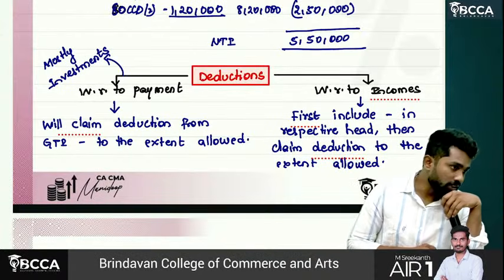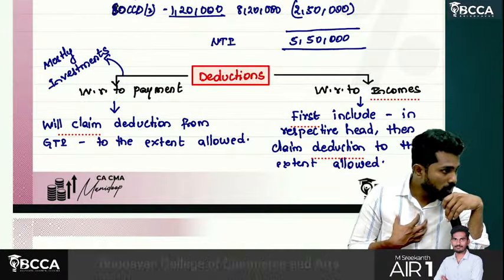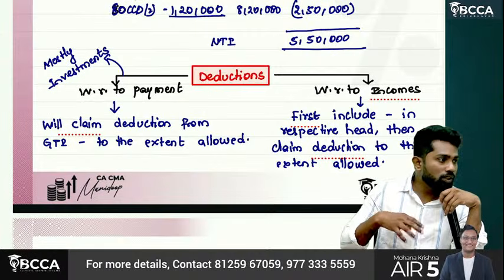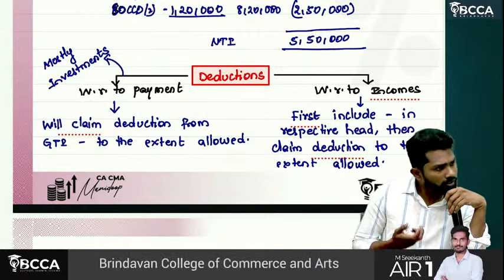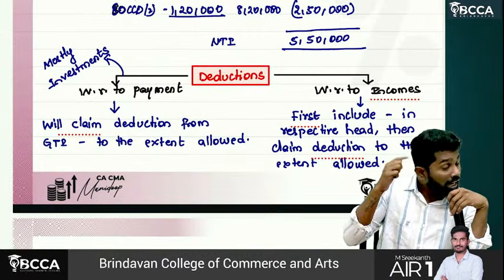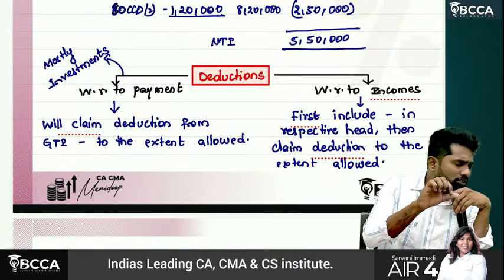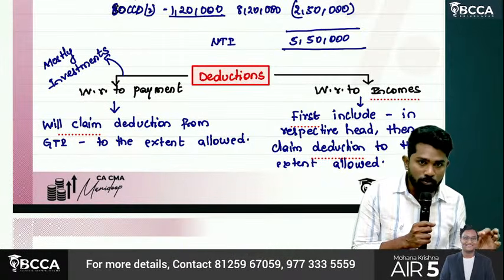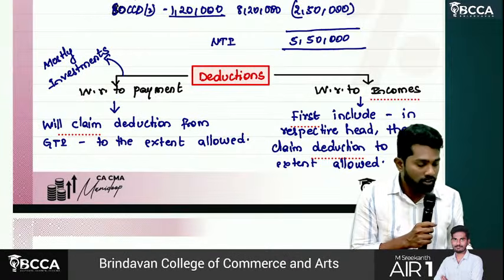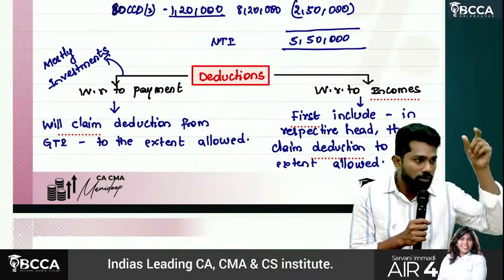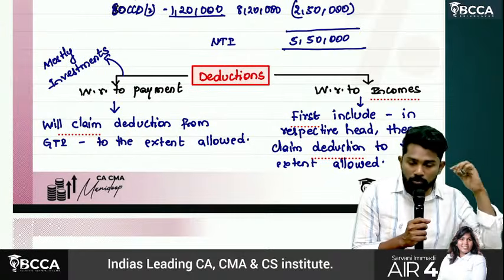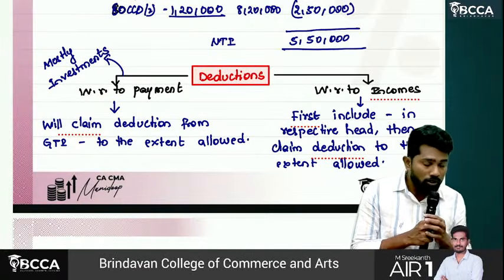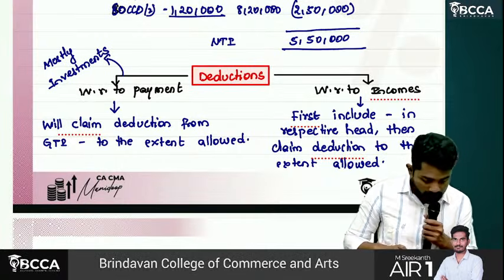The second way is like their incomes, and then deduction also has been given. Since they are incomes, first include them in the respective head. Then claim whatever is the deduction at the place of deductions only. Straight away you cannot net off, sir. If they are income based deductions, first you take the full income under the respective head. Then after computing gross total income, you claim deductions to the extent allowed.